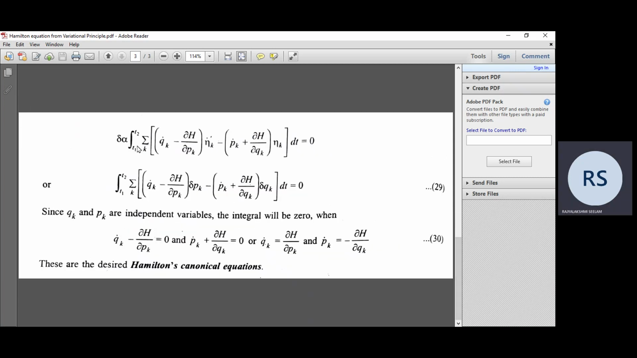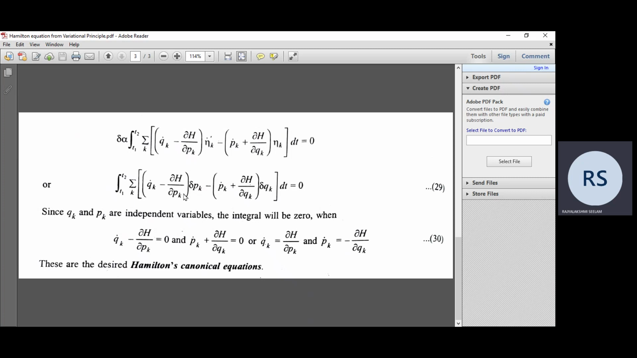Here already we have taken common. So η'k δα equals δpk, and ηk δα is δqk. Just we have to replace these two terms. So ∫ from t1 to t2 Σk [(q̇k − ∂H/∂pk) δpk − (ṗk + ∂H/∂qk) δqk] dt equals 0.